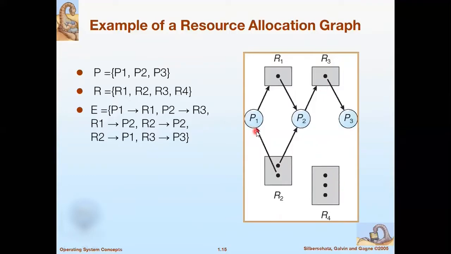Here in this figure, we can see that process P1 is holding one instance of R2 and waiting for one instance of R1, and process P2 is holding one instance of R1 and one instance of R2 and waiting for an instance of R3. Process P3 is holding an instance of R3, and in this graph we can clearly see that there is no cycle, so we can say that there is no deadlock.